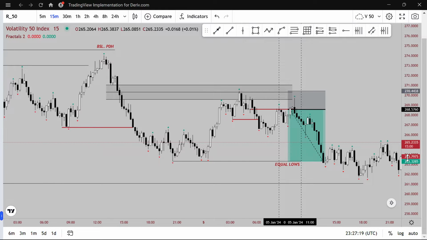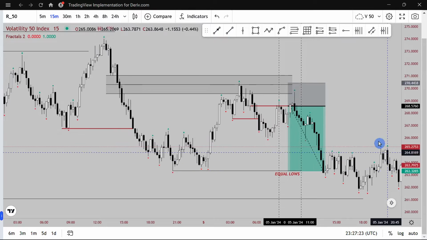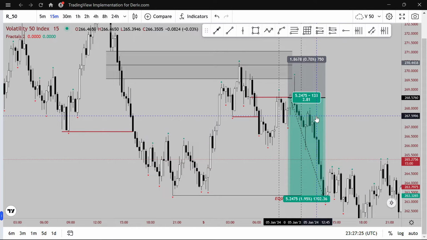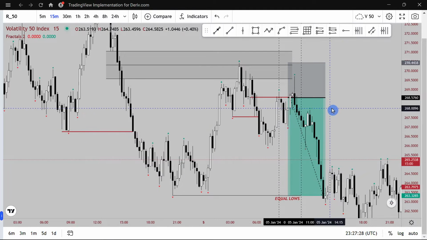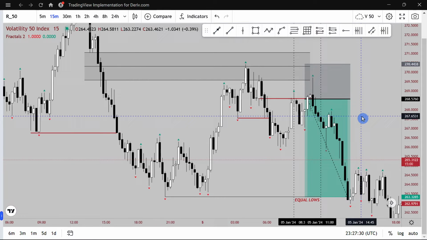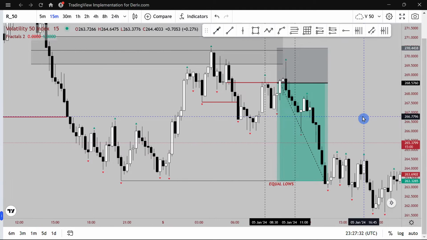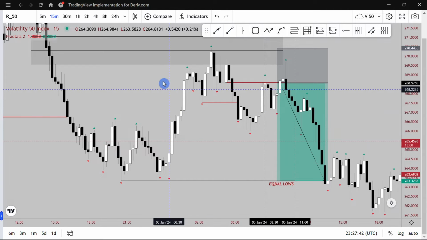A student of mine asked me to break down this trade that we took in the VIP today, and we hit TP. This was a 2.8 reward trade. We hit TP, and it was very beautiful. So, a student wanna know the reason why we took the trade. So, I'm gonna do a quick breakdown on this trade.